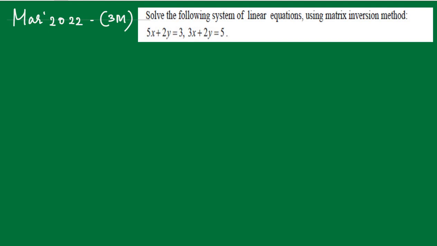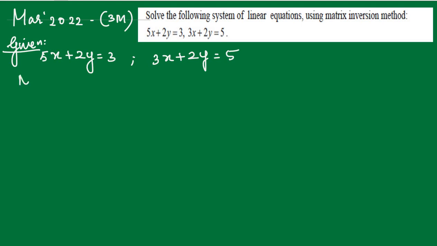Next question. Again, solve by the matrix inversion method. Two linear equations are given, and we are going to solve them by the matrix inversion method. The given equations are 5x plus 2y is equal to 3, and 3x plus 2y is equal to 5.